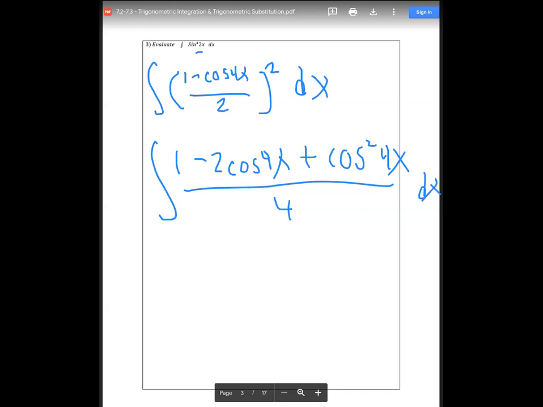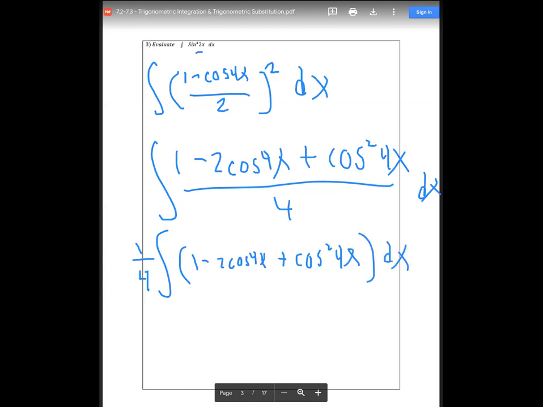So now at this point, what I would suggest you do is remove that 1 over 4, because when I'm integrating, I do not like dealing with numbers inside the problem. I like to remove them from the integral and deal with them later, because it just makes things more complicated. So when you remove it, this just becomes 1 over 4 times the integral of 1 minus 2 cosine of 4x plus cosine squared of 4x dx.